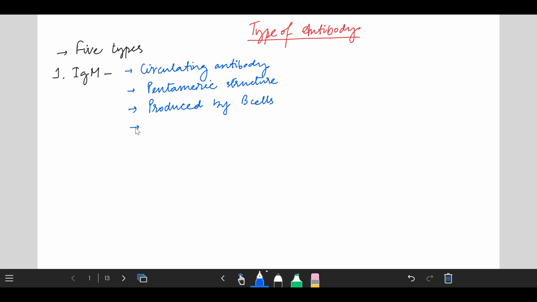You should keep in mind that it takes part in the adaptive immune system. Now, how does it act? It serves as the first line of host defense against infection.